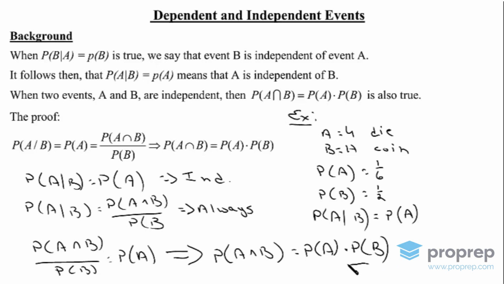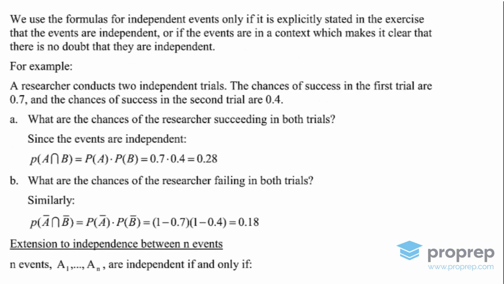Now, this equation is true only when the two events are independent. We use these formulas for independent events only if it's explicitly stated in the exercise that the events are independent, or if the events are in a context which makes it clear that there's no doubt that they are independent.